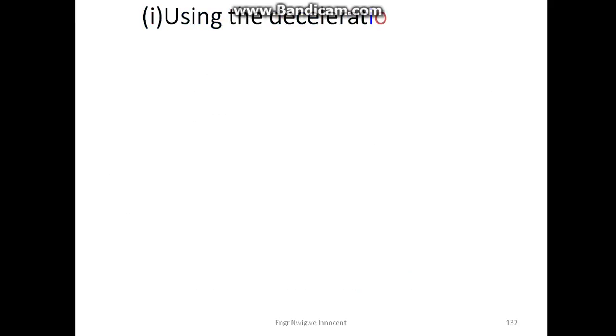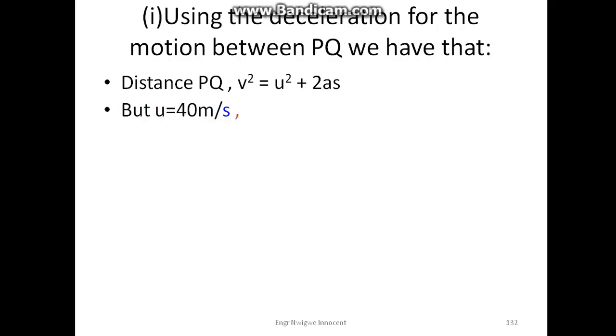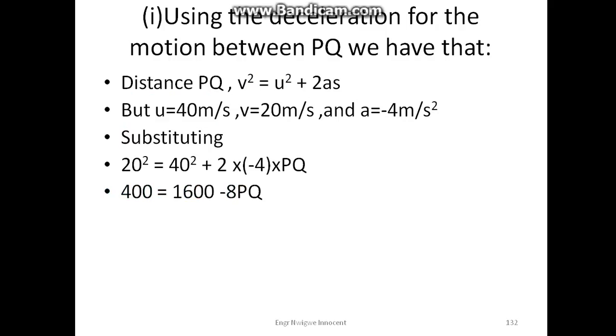Using the deceleration for motion between PQ, we have that distance PQ, using the third equation of motion, v squared is equal to u squared plus 2ax, but u is equal to 40 meters per second, v is equal to 20 meters per second, and a is equal to minus 4 meters per second squared. Substituting the values, we have 20 squared is equal to 40 squared plus 2 times minus 4 times PQ. 400 is equal to 1600 minus 8 PQ.